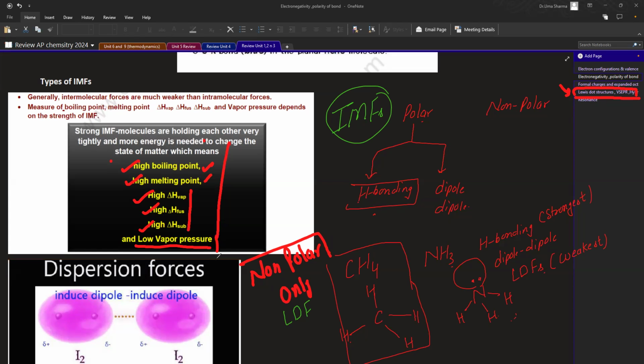Please mark it. If two molecules like ammonia and methane, which one has stronger IMF here? Ammonia. So ammonia is going to have high boiling point, high melting point, high delta H of vaporization, fusion, sublimation. But ammonia is going to have lower vapor pressure than methane because ammonia needs more energy to get converted into vapors. Vapor pressure is due to vapors. So the tendency of ammonia to vaporize is less.